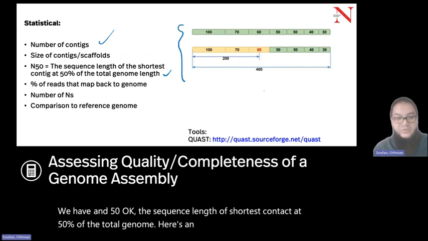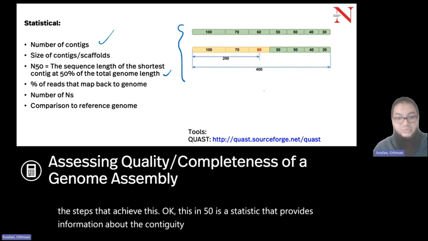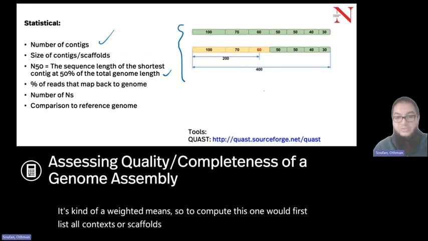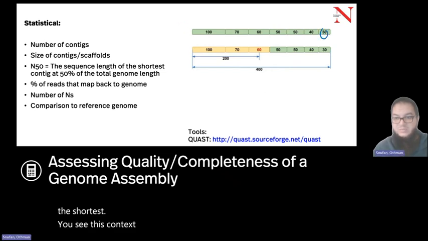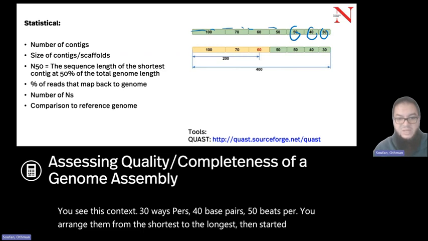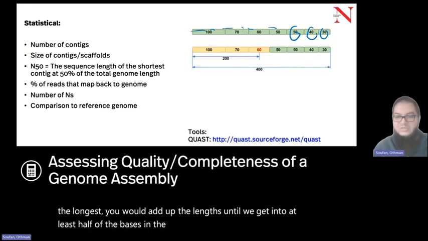Here's an example to show you this, or the steps that achieve this, okay. This N50 is a statistic that provides information about the contiguity and size distribution of an assembly. It's kind of a weighted mean. So to compute this, one would first list all contigs or scaffolds from the shortest to the longest. From the shortest, you see these contigs, 30 base pairs, 40 base pairs, 50 base pairs. You arrange them from the shortest to the longest. Then starting from the longest, you would add up their lengths until we get to at least half of the bases in the assembly. So we know what is the full size of this.